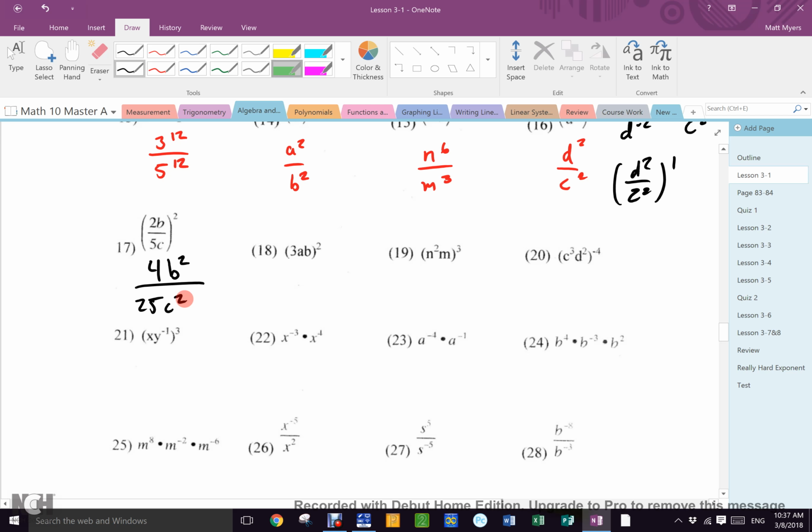Why? Why is 17 right? Why does the 2 become 4? The brackets make everything a base.